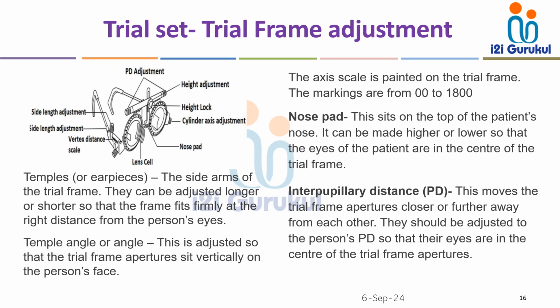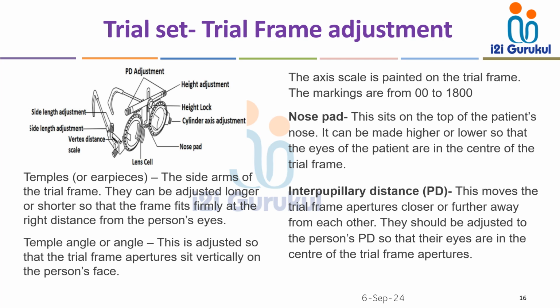Second one is the nose pad. This sits on top of the patient's nose. It can be made higher or lower so that the patient's eyes are in the center of the trial frame. Next is the temple angle, which is adjusted so that the trial frame aperture sits vertically on the patient's face. The last one is the interpupillary distance, or PD. This moves the trial frame apertures closer or further away from each other. They should be adjusted to the person's PD so that their eyes are in the center of the trial frame aperture.